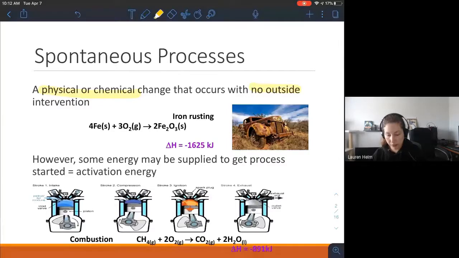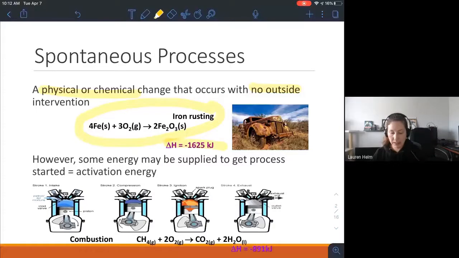For example, if we look at the reaction of iron rusting, where we have iron as an element, solid, and oxygen gas, which is in our atmosphere, those will spontaneously react to form iron oxide, Fe2O3, which is what we call rust. Notice that the enthalpy for this reaction is negative. That is very conducive. Whilst it doesn't guarantee a reaction to be spontaneous, it's very conducive to a reaction being spontaneous. It's exothermic, it releases energy, and we know that the universe tends towards disorder or releasing energy.